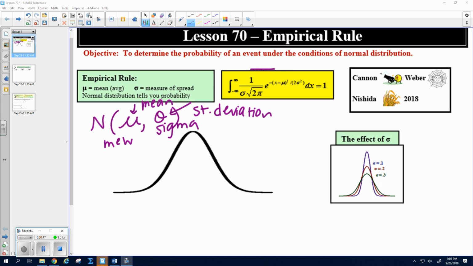This is a calculus formula. It is an integral. You don't need to know it. It's basically just telling you that if we integrate, the area under the curve is always 1, all right?